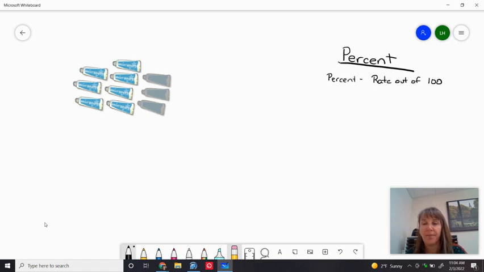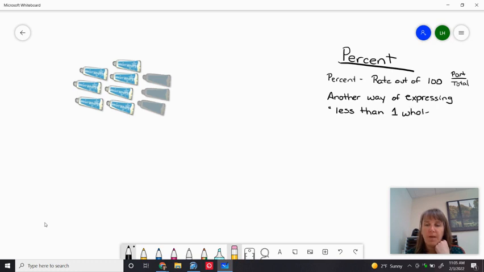We know that a rate is a ratio. We just took a whole assessment on that. A rate is just a special type of ratio where what you're comparing are not the same. A percent is also always going to be a part to total relationship. It's a part to total ratio. And a percent is another way of expressing less than one whole. A percent expresses a part of a whole.